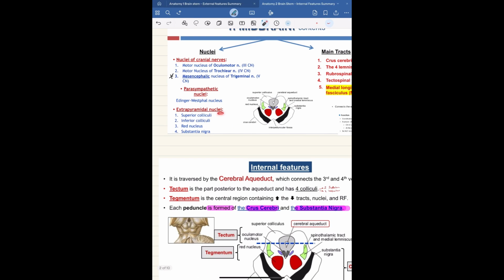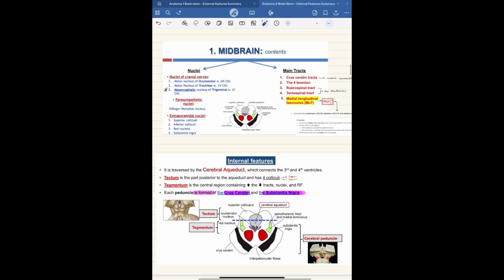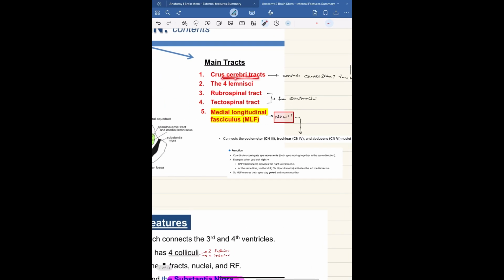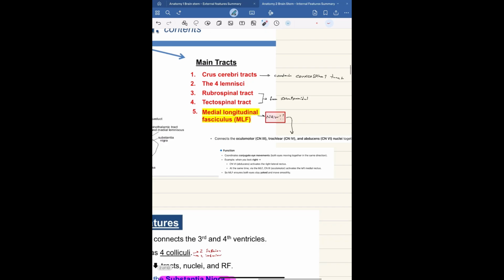And the extrapyramidal structures: superior colliculi, makes sense, we talked about it. Inferior colliculi, makes sense, we talked about it. You've got two additional structures, the red nucleus and the substantia nigra. The red nucleus is responsible for motor-related functions, and substantia nigra got its name because of the color, the melanin. Okay, the main tracts we will see: the crus cerebri tracts, the four lemnisci, the rubrospinal and tectospinal, which makes sense from the extrapyramidal, as you have studied in the tractology lecture.